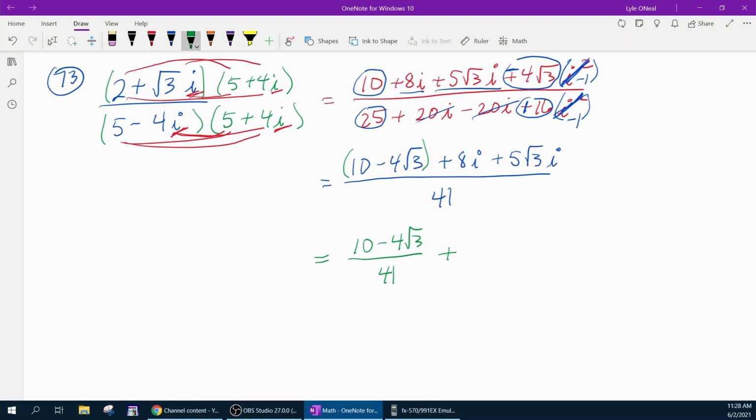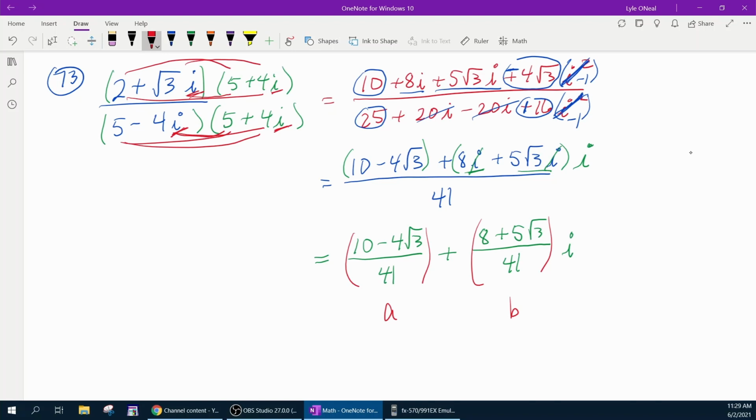Plus, now then, notice that these two terms both have an i. So what I'm going to do is factor out the i, which is going to leave me 8 plus 5 square root of 3 all over 41. And if I stick the i out to the side, that means that i is multiplied by every term in the numerator. So in other words, what we have here now is this is my a, and this is my bi. And so this should be the final answer in standard form.